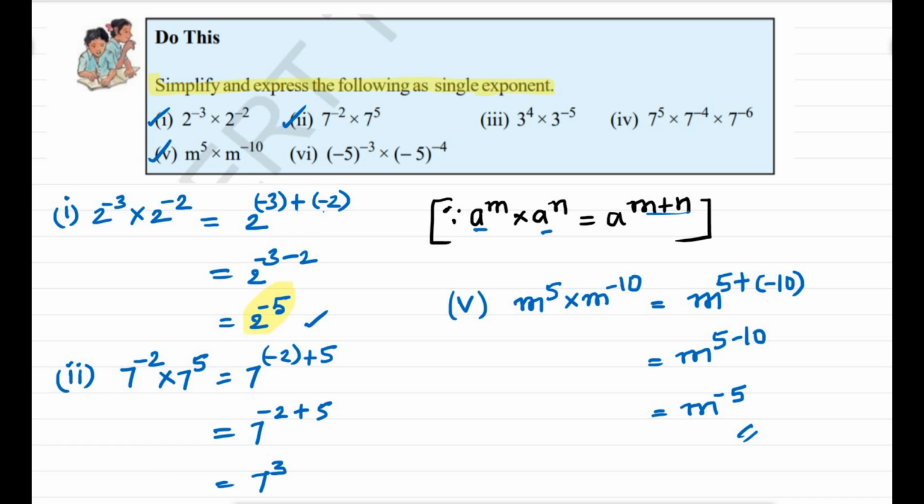So what are we left with? These are the left ones. So do these as homework. This is your homework.